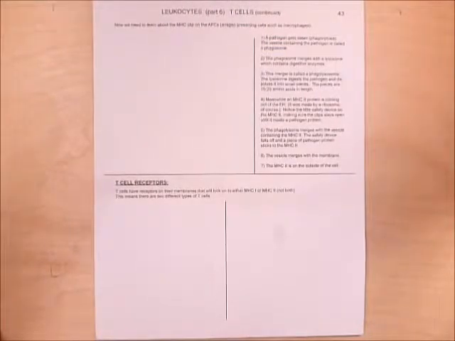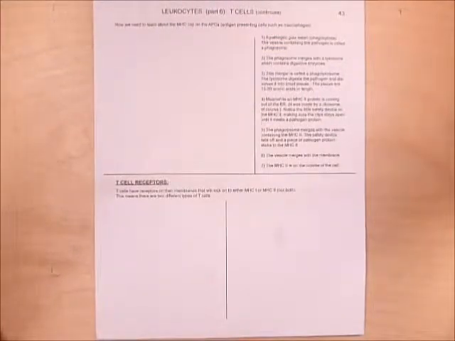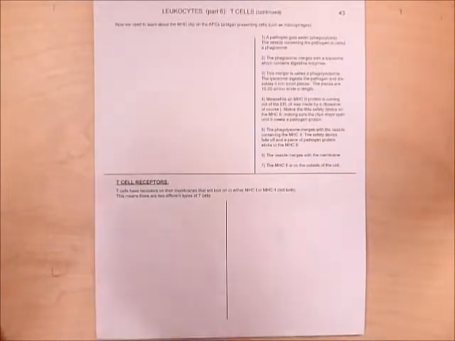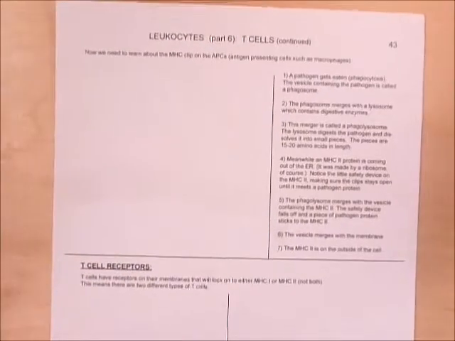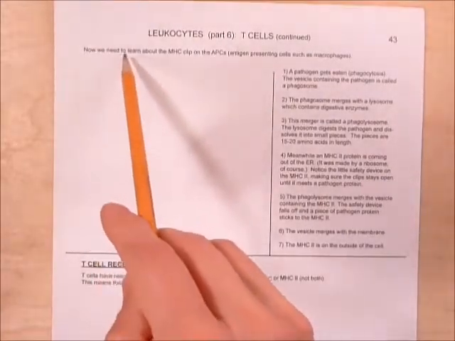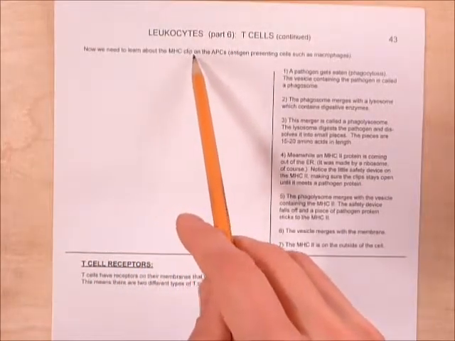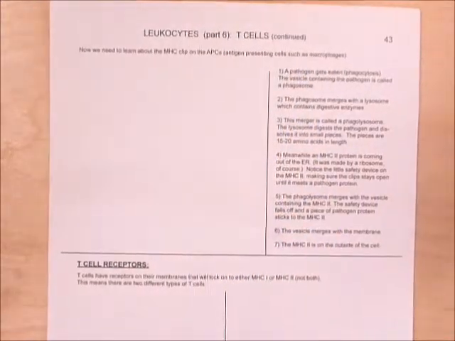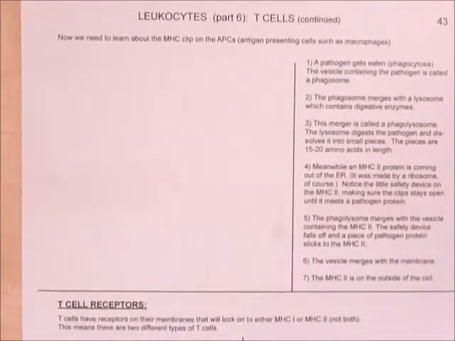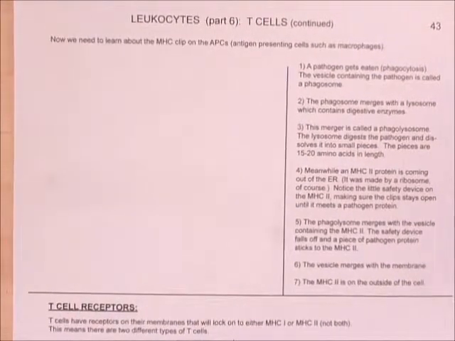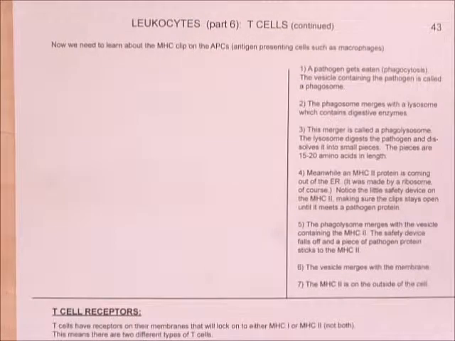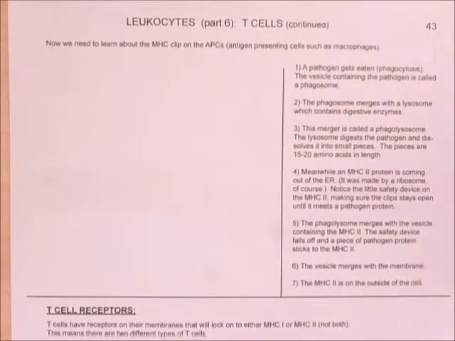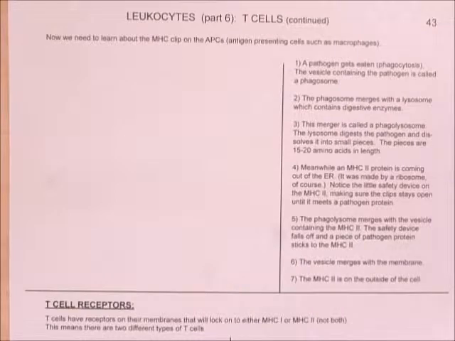This is drawing 43, and in this drawing we are going to see how the MHC2 clip gets onto the outside of the macrophage. So let's read our title sentence up here. Now we need to learn about the MHC clip on the APCs, antigen-presenting cells, such as macrophages. We saw how the MHC1 works on body cells, and it gives a little sample of what's going on inside the cell. And now we're going to see how the number 2 clip works.